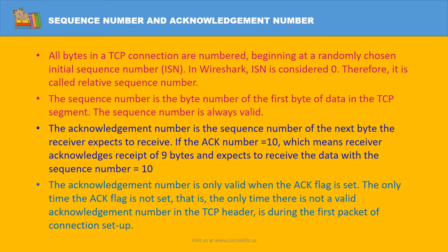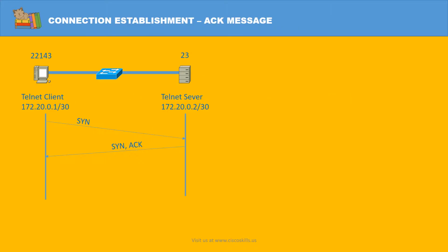The acknowledgement number is the sequence number of the next byte the receiver expects to receive. If the ACK number equals 10, it means the receiver acknowledges receipt of 9 bytes and expects to receive the data with sequence number equal to 10. The acknowledgement number is only valid when the ACK flag is set. The only time the ACK flag is not set is during the first packet of connection setup.